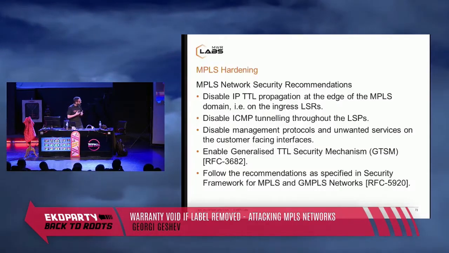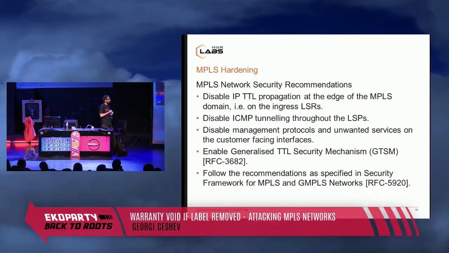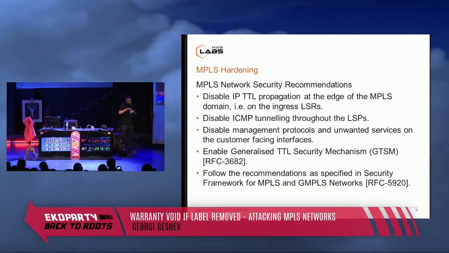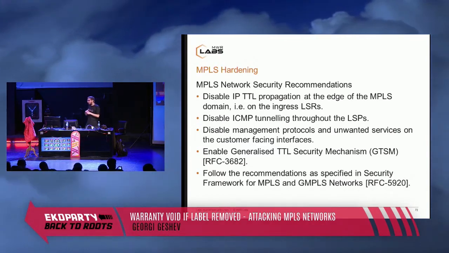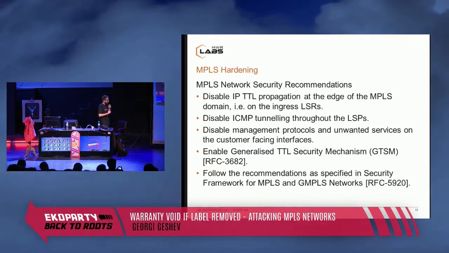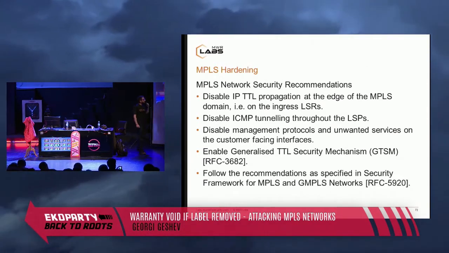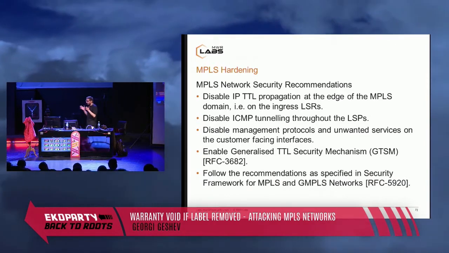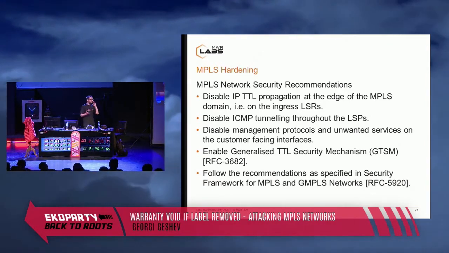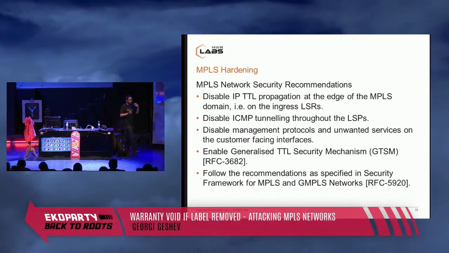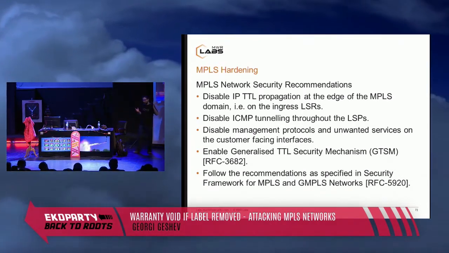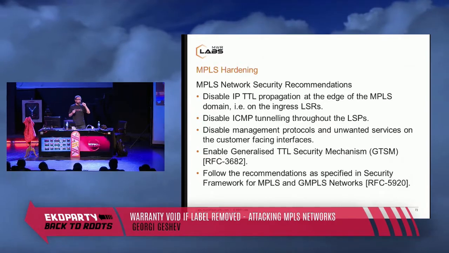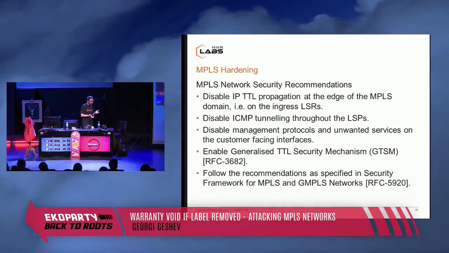A few words on hardening the MPLS environment. As recommended, disabling IP TTL propagation at the edge of the MPLS is the first and major thing to do. Disabling ICMP tunneling throughout the whole label switched path is the second thing to do. As we saw, some vendors are affected by issues that work against the hardened environment. So probably the third recommendation would be to patch your devices, or follow the workarounds that will be published by the various vendors.